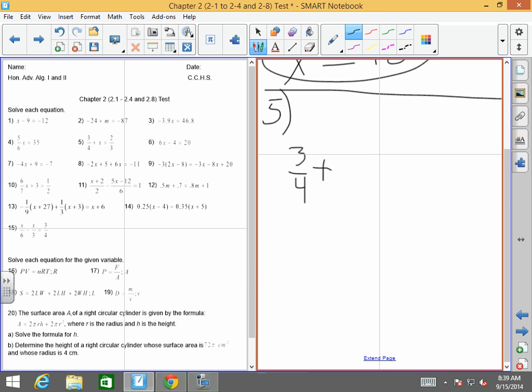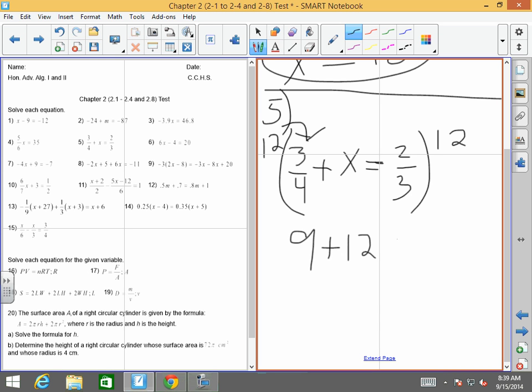So now I've got 3/4 plus x equals 2/3. Now, like I warned you guys before in the video, a lot of times fractions can get very difficult. So why would you put yourself in a situation where you're going to have difficulty? Multiply both sides, my brothers, by the LCD, the least common denominator, which is 12. So 12 times 3 is 36, divided by 4 is 9, plus 12x. 12 times 2 is 24, divided by 3 is 8.